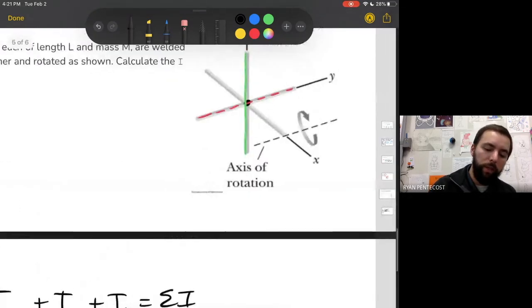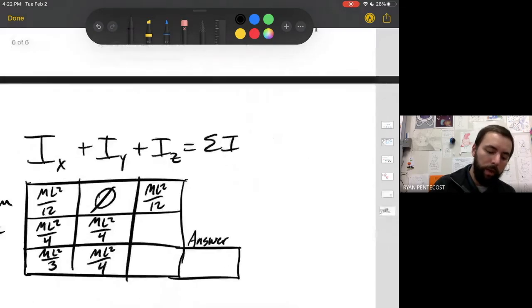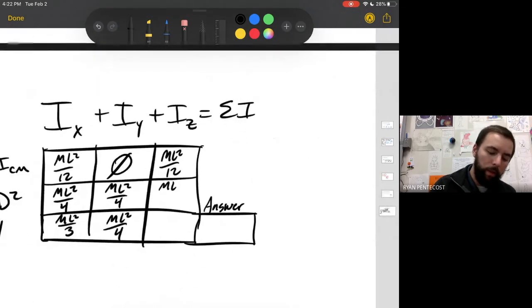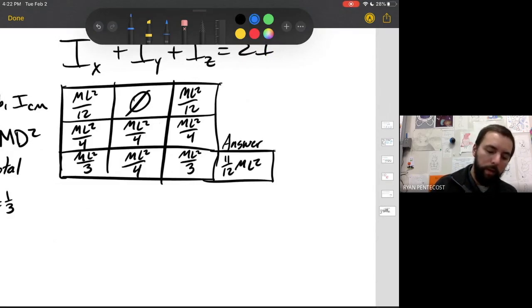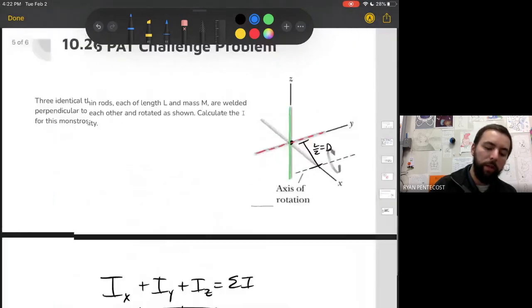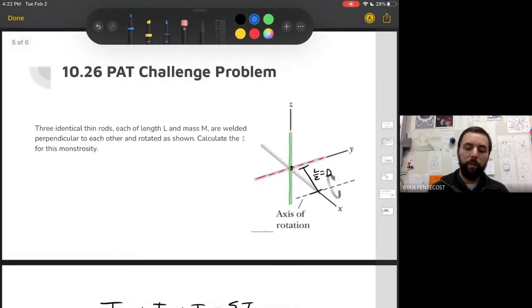We can also see that the axis moved a distance of L over 2, right? So we will then have ml squared over 4. 1/12 plus 1/4 is 1/3. And a third plus a fourth plus a third is 11/12. So you've got 11/12 ml squared, and that is the moment of inertia of this complex system of identical thin rods.